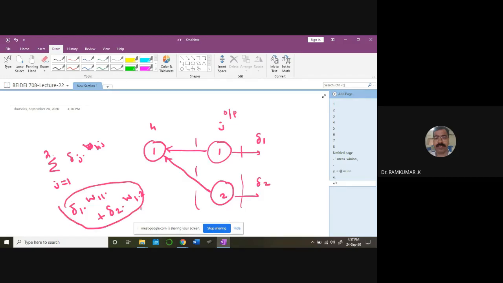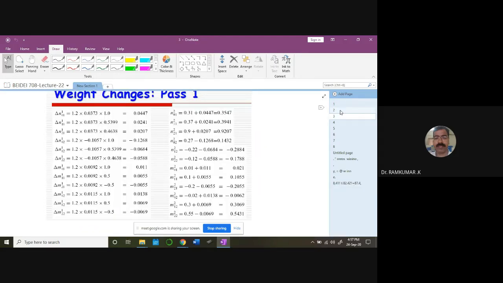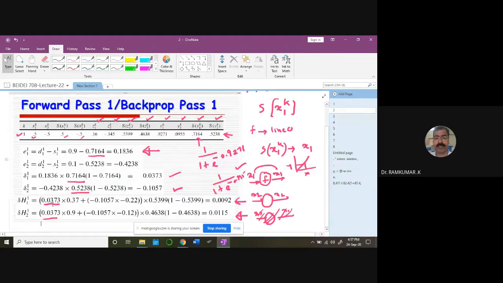If I have more outputs, this is going to be a series: delta 1 W1 plus delta 2 W2 plus delta 3 W3, for more outputs. I have only two outputs here, so I got only these two terms. So that's what we have computed here. Is it clear how we have computed this?